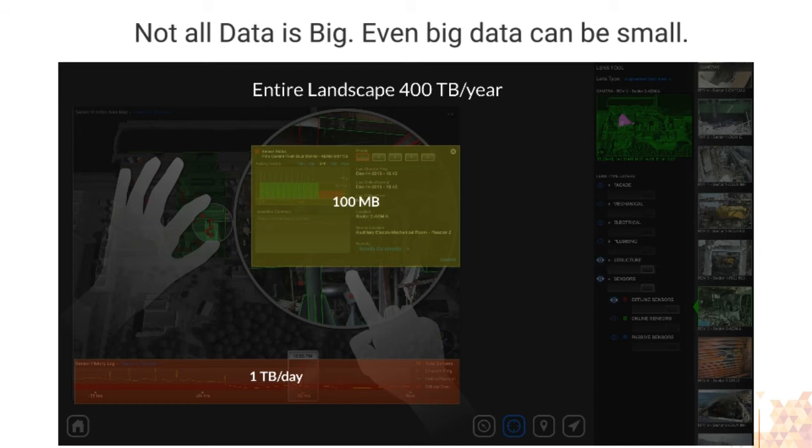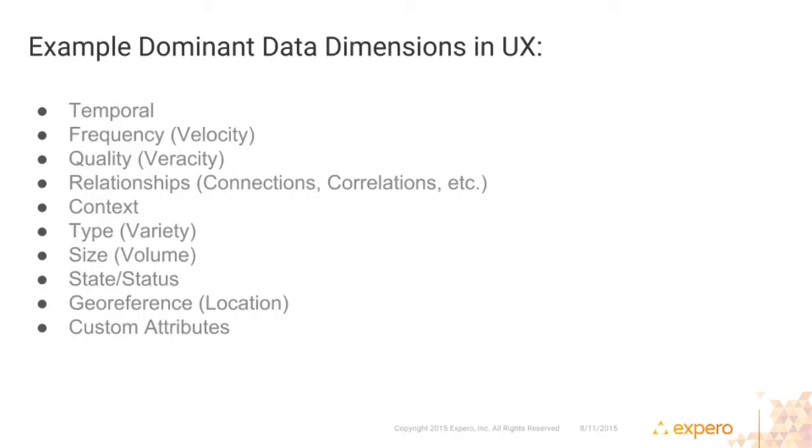We can take something very large, and once we understand how users want to work, we can carve that up in a way to deliver a really nice, fluid experience. Some of the dominant dimensions that we often talk about are listed here, and some of them also have in parentheses how they equate to the more typical terms you hear around big data, velocity and veracity and variety and volume, all the V's that go along with big data.